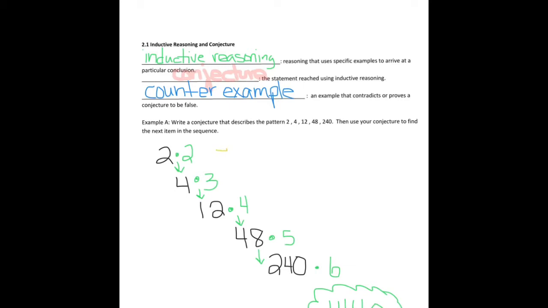So we could say that each term is multiplied by x, and then x plus 1, and then x plus 2, and we let x equal 2, right? Because that's where we started. So that could be a conjecture if we wanted to say it algebraically. We could just say that each term was multiplied by 2, and then 3, and then 4, and then 5 sequentially, and that could go on forever. So that is an example of a conjecture.